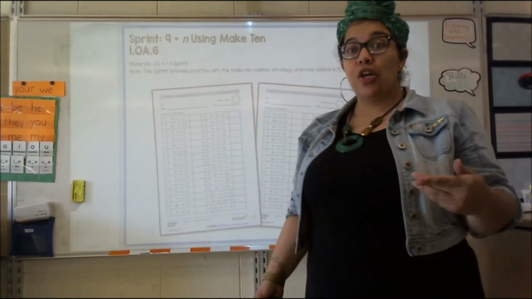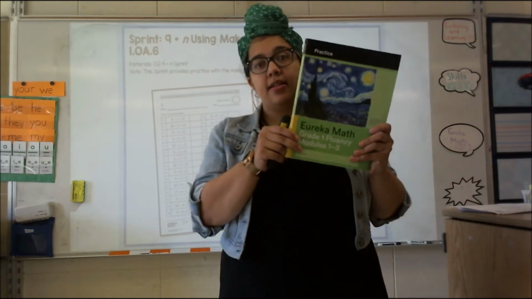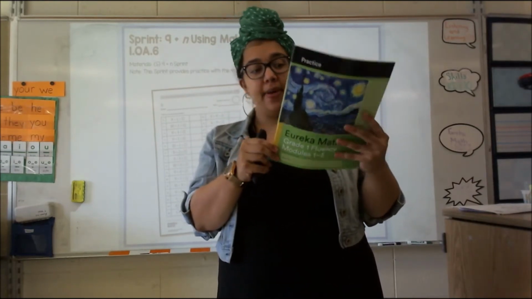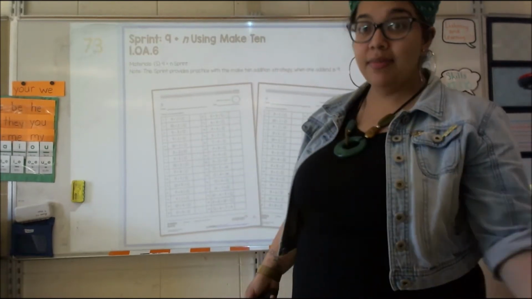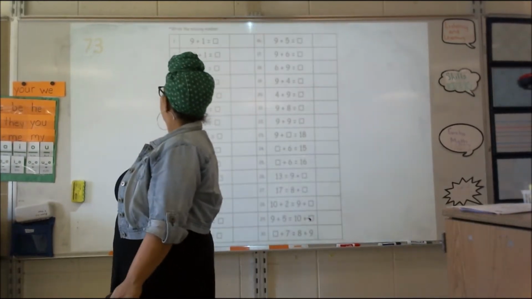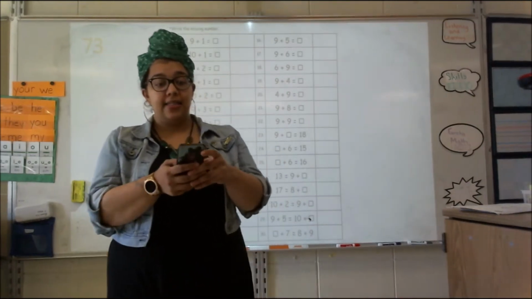Guys, so we're going to go ahead and get today started with our fluency sprint. It's going to be in your practice book with the lovely The Starry Night picture, and it is on page number 73. Don't get started yet because I'm putting a minute on the clock. It reads to write the missing number. All right, now let's get the clock going.